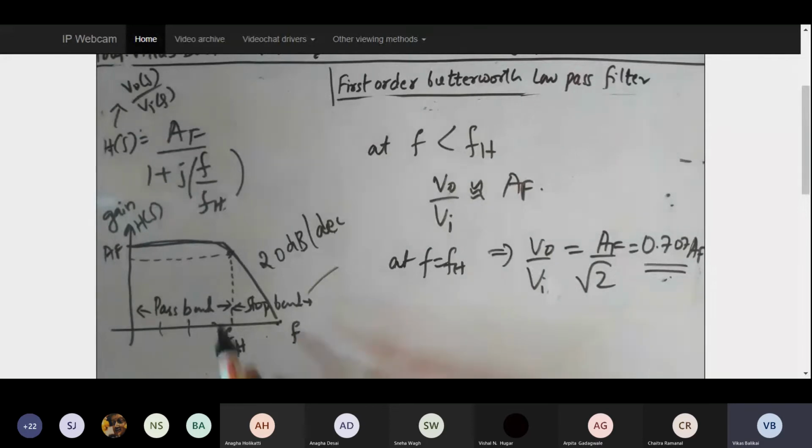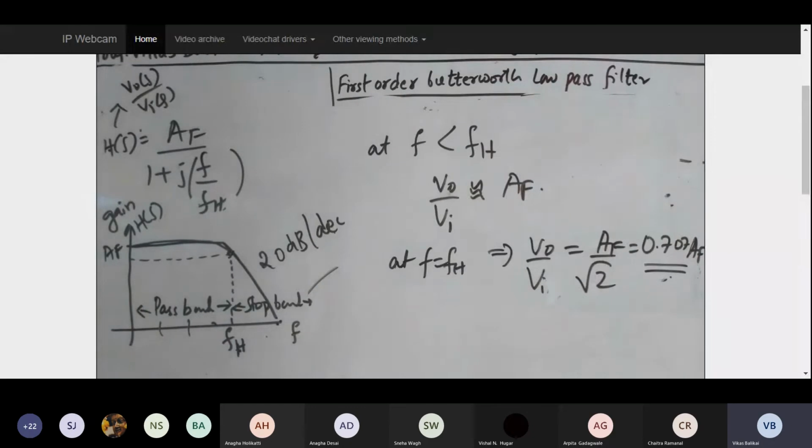I'm going to tell you how exactly the gain is going to decrease with the help of the graph sheet also. But now you are supposed to remember that at F equal to FH, the gain is going to decrease by 20 dB per decade. So this is how you are going to describe the frequency operation of your filter.